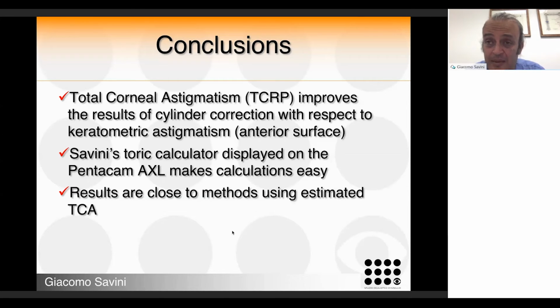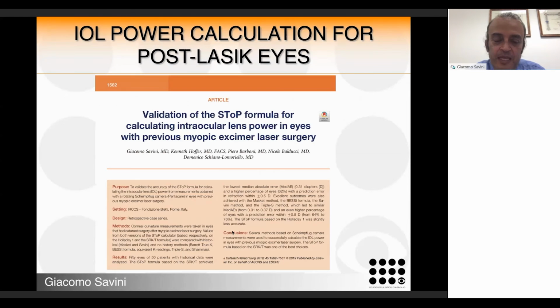But please remember that estimated methods like the Barrett are good for the average eye. For irregular eyes, I'm not talking about keratoconus, just irregular corneas, all the estimations are no longer valid.